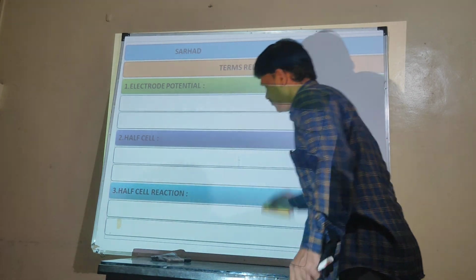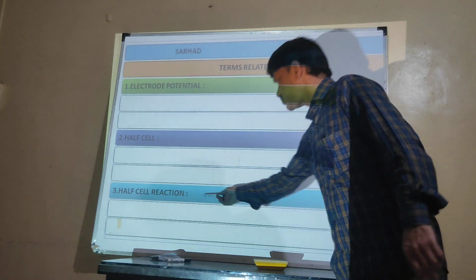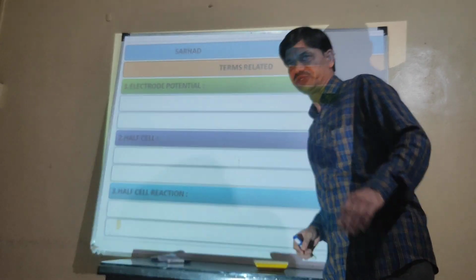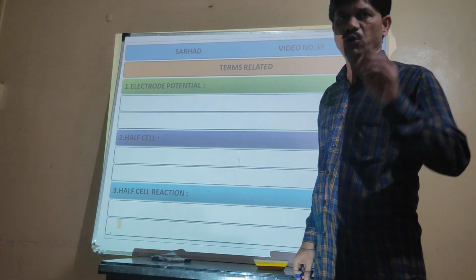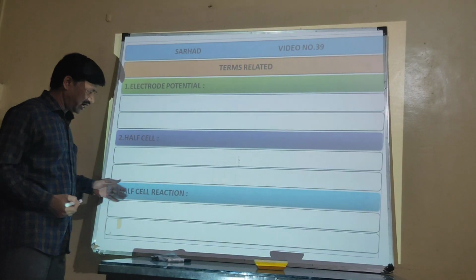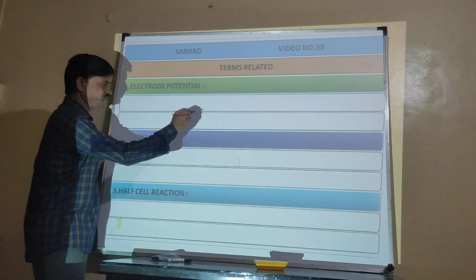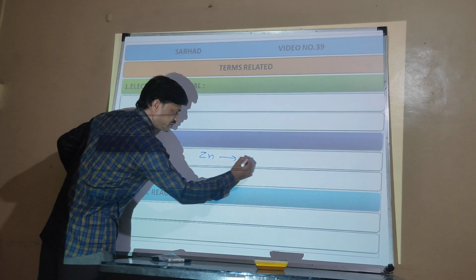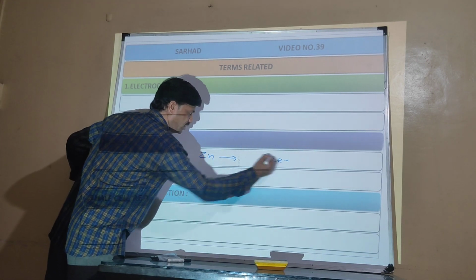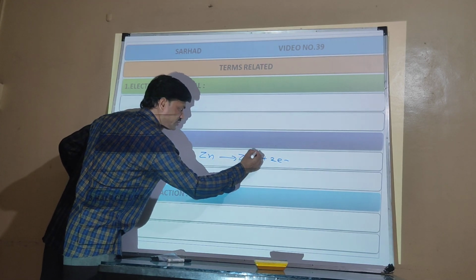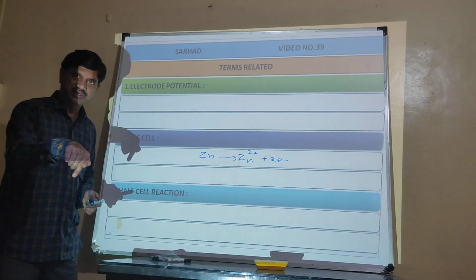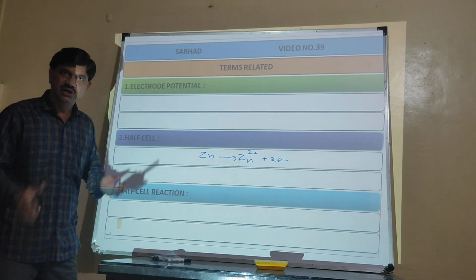What about the third definition? Half cell reaction. The wording itself suggests the definition. What is a half cell reaction? Whatever reaction occurs in a half cell is known as a half cell reaction. If we are dealing with the zinc half cell, zinc shows a tendency to lose 2 electrons to form which ion? Zn2+ ion. What is loss called? Oxidation. So this is called which reaction?